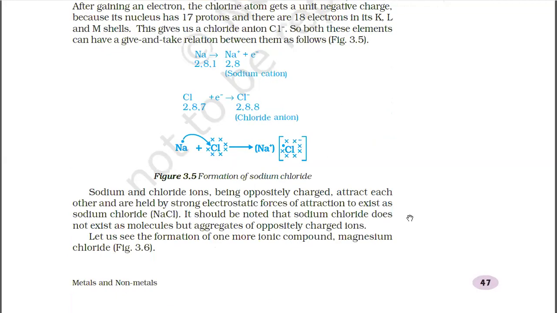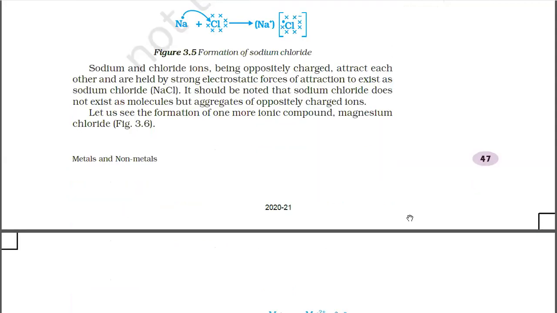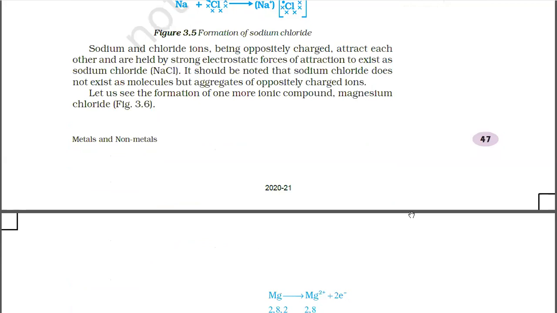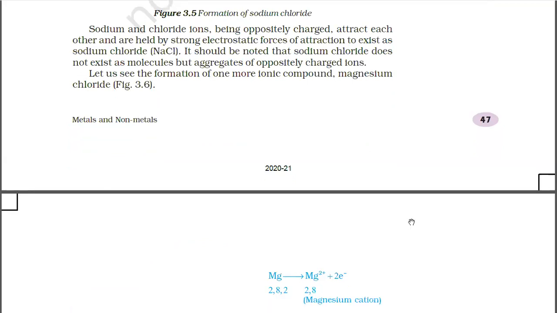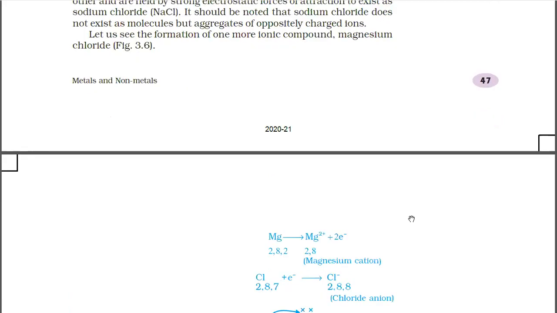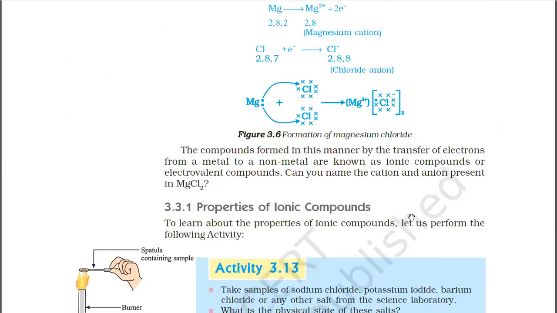Sodium and chloride ions, being oppositely charged, attract each other and are held by strong electrostatic forces of attraction to exist as sodium chloride, which is NaCl. It should be noted that sodium chloride does not exist as molecules but aggregates of oppositely charged ions. Let us see the formation of one more ionic compound, magnesium chloride. The compounds formed in this manner by the transfer of electrons from a metal to a nonmetal are known as ionic compounds or electrovalent compounds. Can you name the cation and anion present in MgCl2?